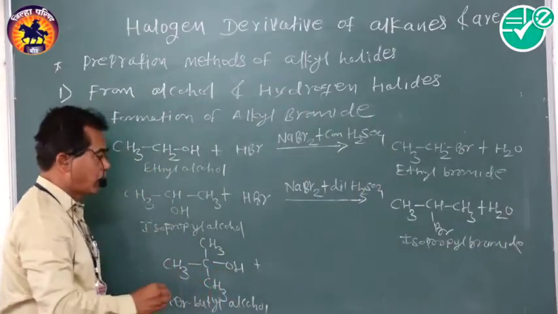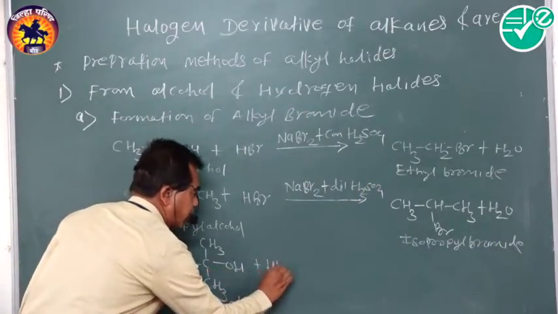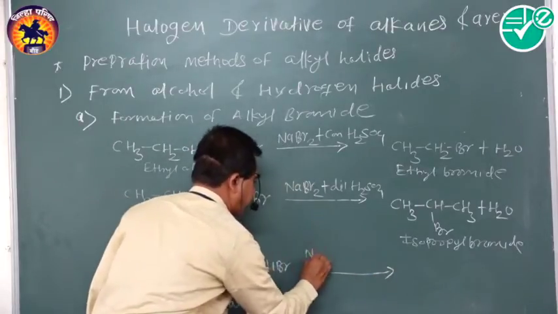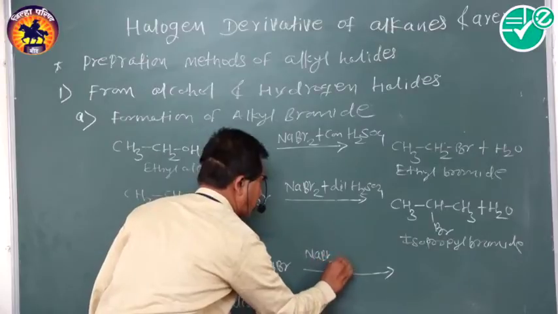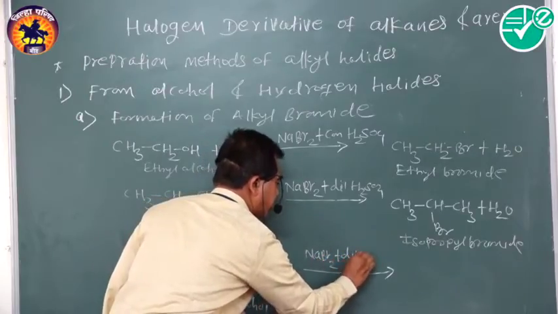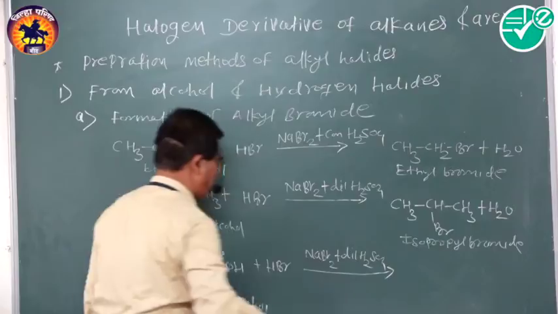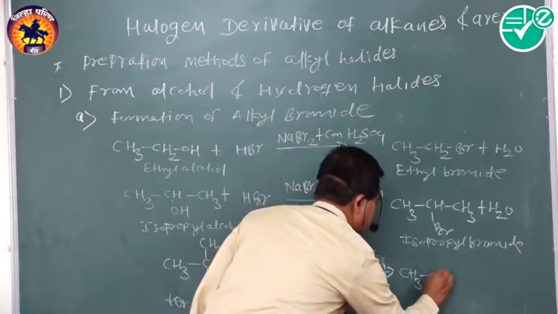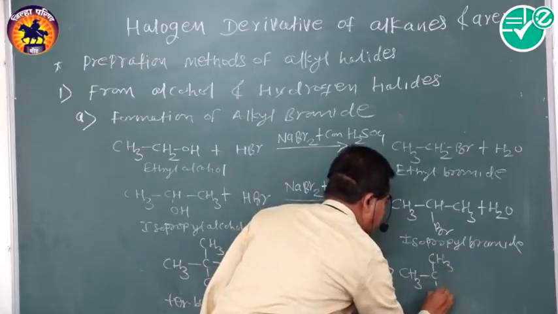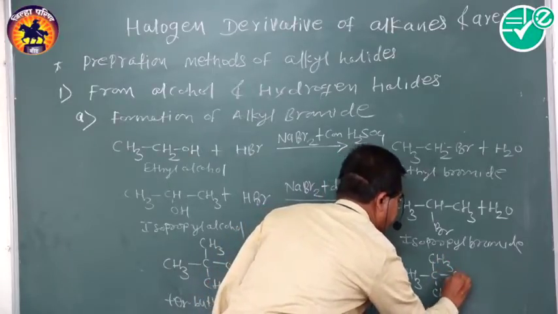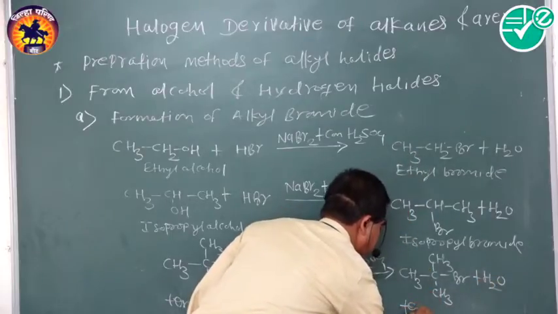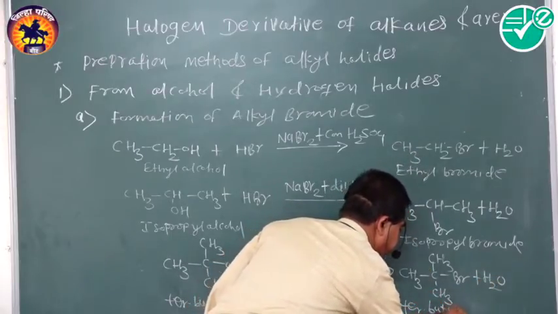Similarly, tertiary butyl alcohol reacts with concentrated hydrobromic acid in the presence of sodium bromide and dilute sulfuric acid. We get tertiary butyl bromide plus water. Here we get the tertiary butyl bromide.